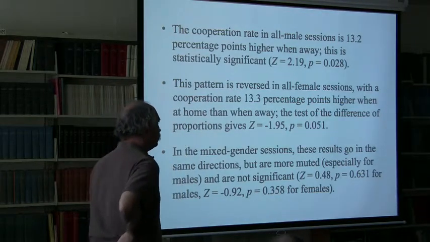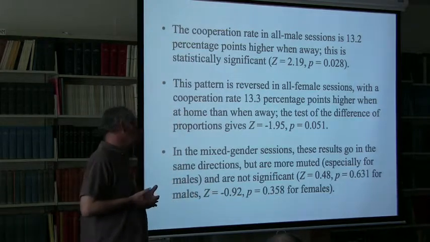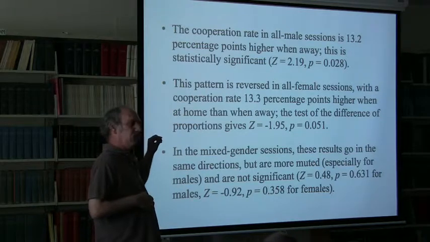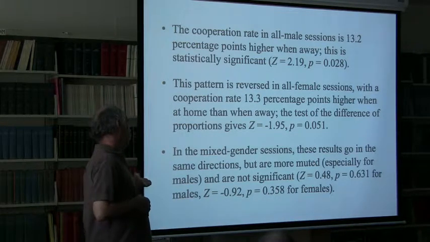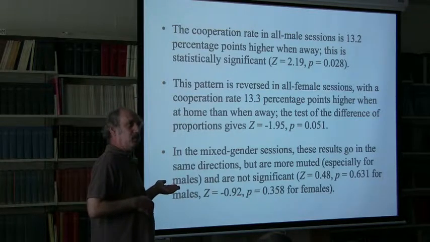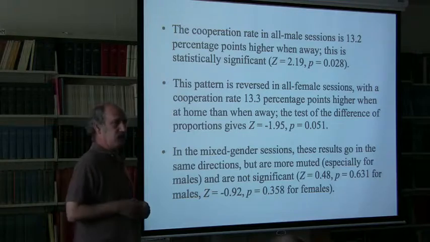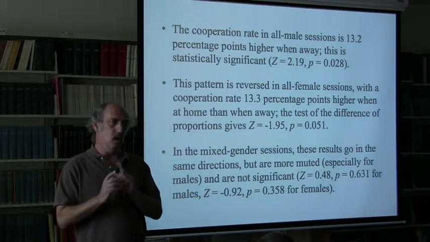We get the same directions in the mixed gender sessions, but they're more muted. They're not significant. For males, I mentioned that it went from 17 percentage points difference to 5. The 5 percentage point thing is not significant at all. Females went from 14.3, I think, to 10.5. Also not significant. Question? Mixed gender means each group is mixed, not mixed.